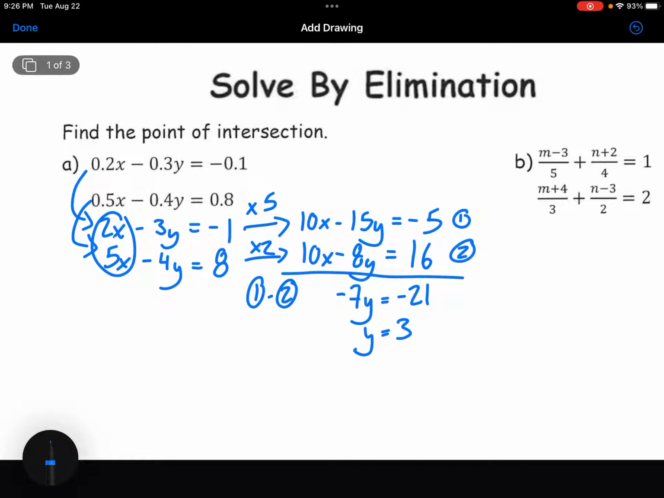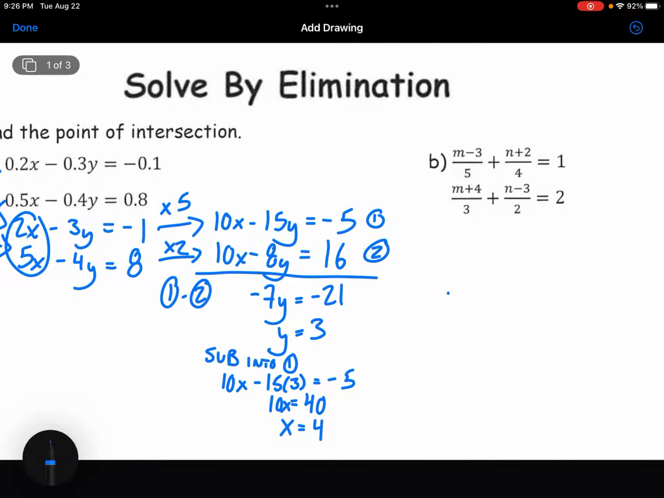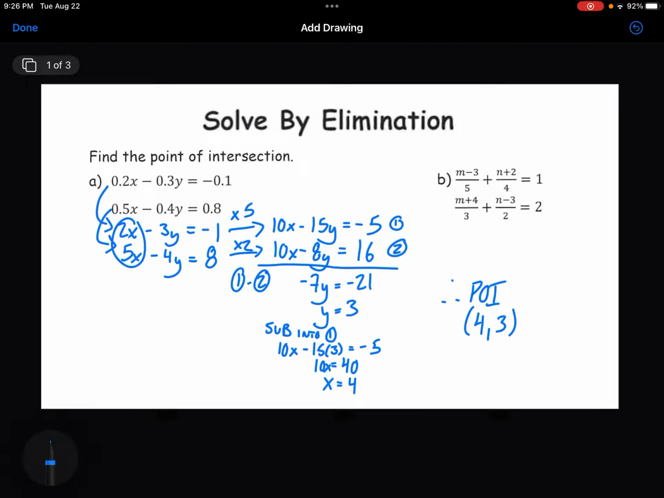And now I can sub that into any of my equations. I'll sub it into 1. We get 10x minus 15 times 3 equals negative 5. We're going to get 10x. 15 times 3 is 45. So that added to the other side is going to give me 40. And x is going to be equal to 4. So therefore, our point of intersection, which is what we're always finding, is 4, 3. I'm going to work on the next one on the next page.